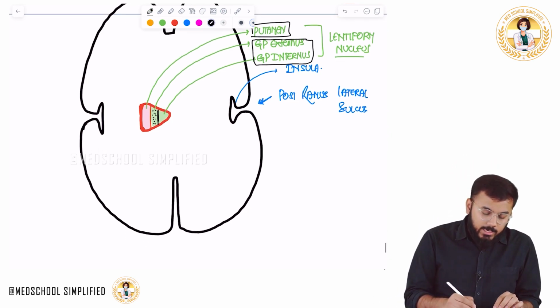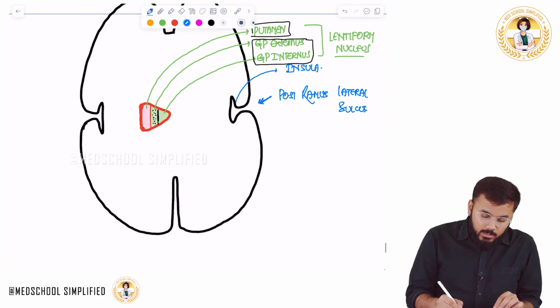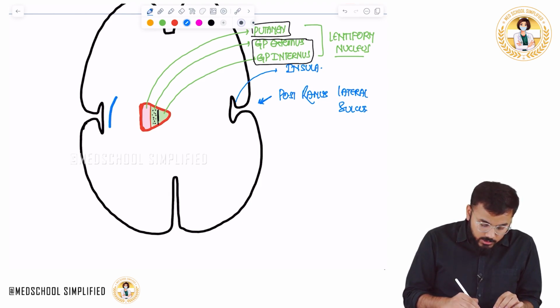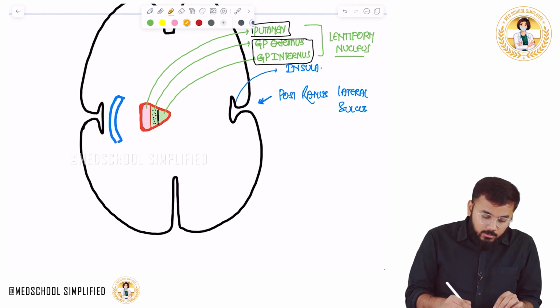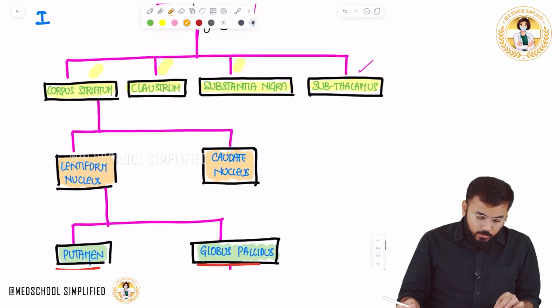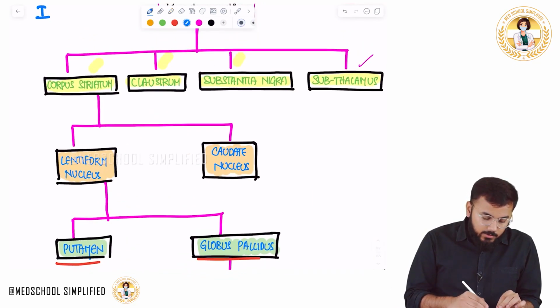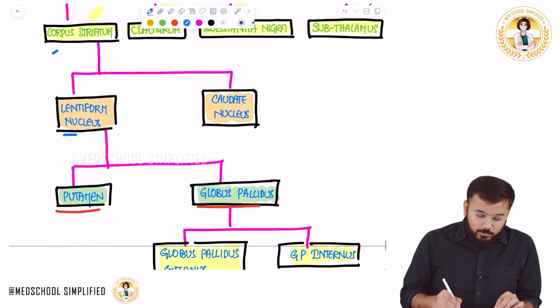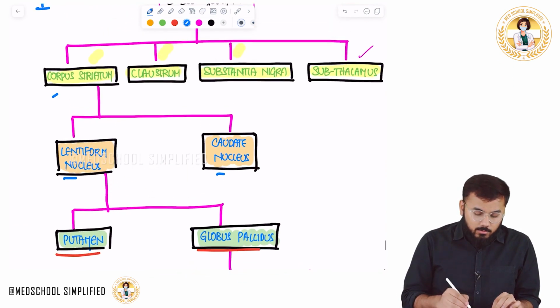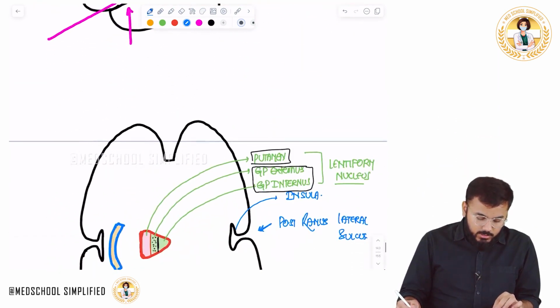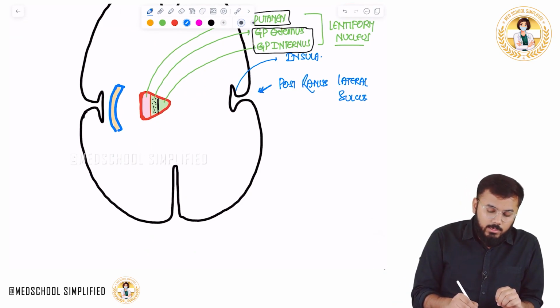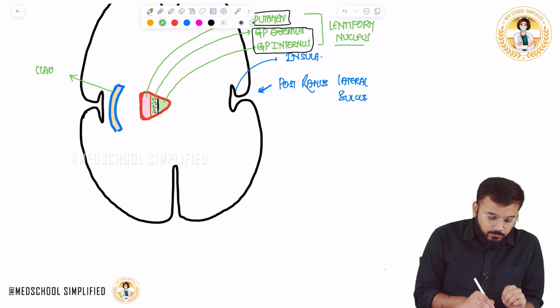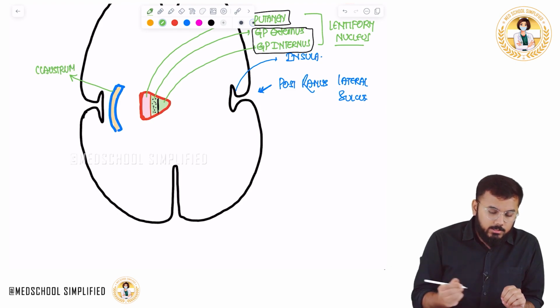The second important thing you can see over here is one more structure like this. This particular structure is what is called your claustrum. Let us go back to the classification here. We have discussed the corpus striatum, lentiform nucleus and caudate nucleus. The caudate nucleus I will draw, but right now what we have is the claustrum. So this blue one, whatever I have drawn over here, is nothing but your claustrum.